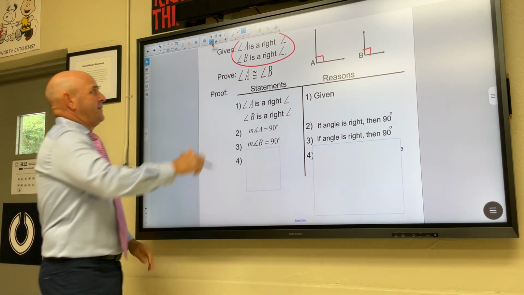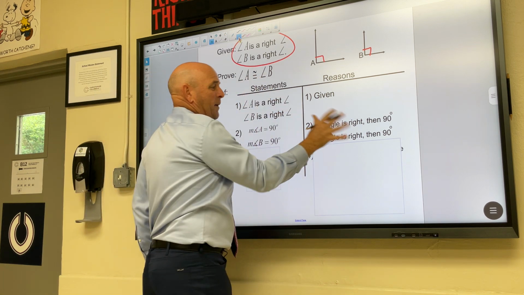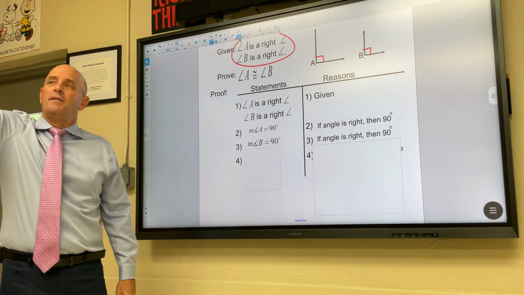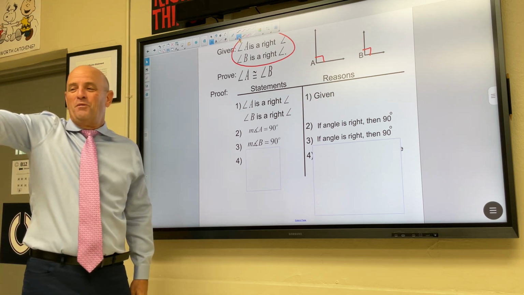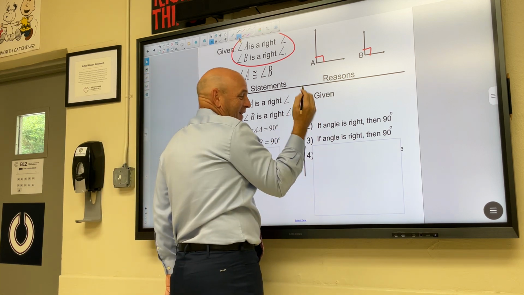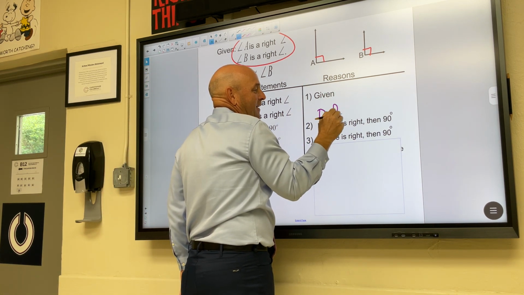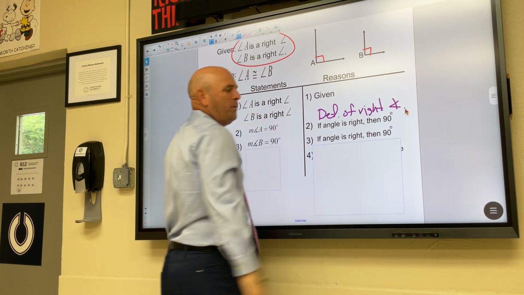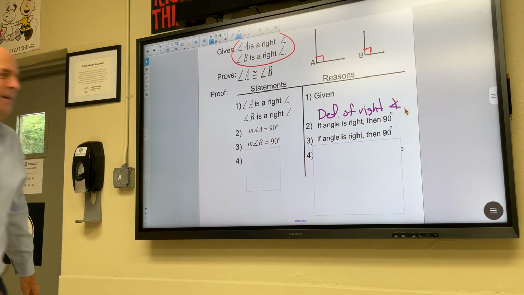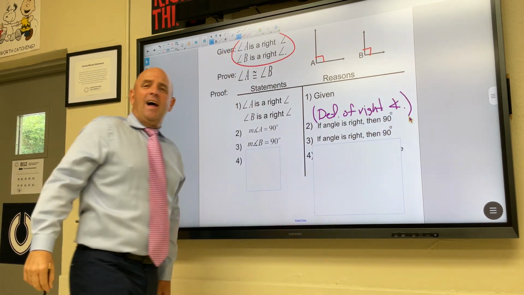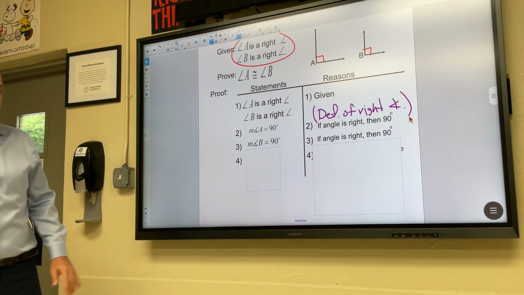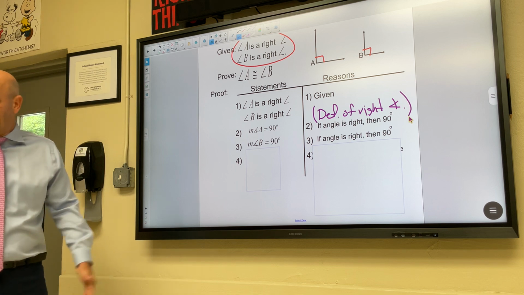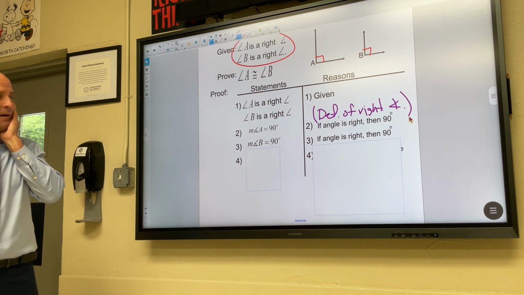Now, later on, maybe not today, but later on, what am I going to let you write in place of if an angle is right, then it's 90? Somebody said it earlier. You said definition, right? So technically, what can we say? Definition of what? Of right angle. Put that in like maybe a little parenthesis or something like that. I like if-then at first. You know why? Because if you give me right, then I say they're 90. That's what's happening here, right? But that is a definition of right angle.